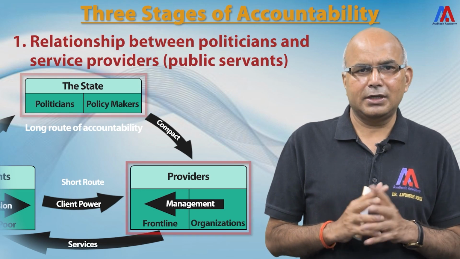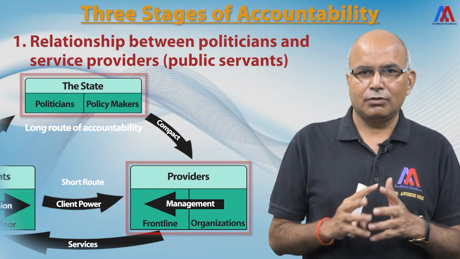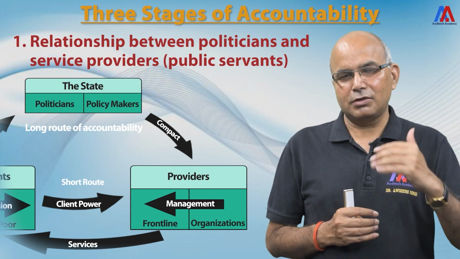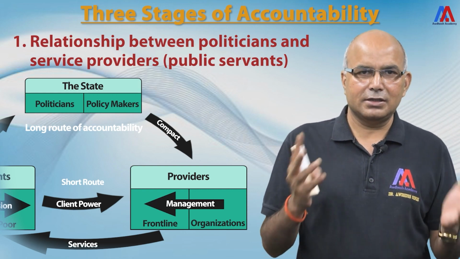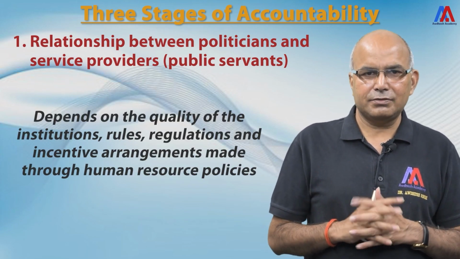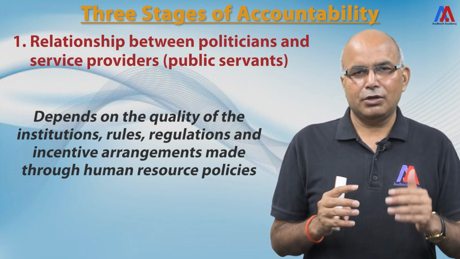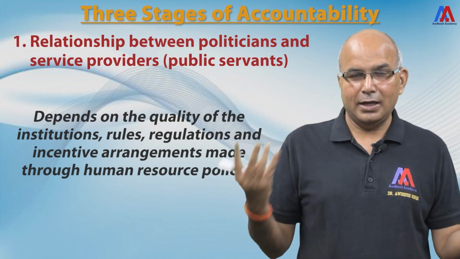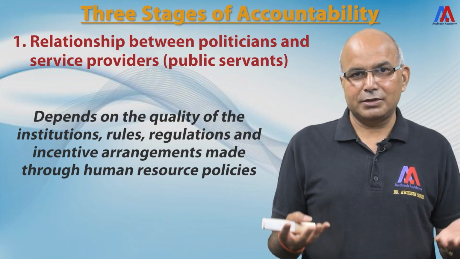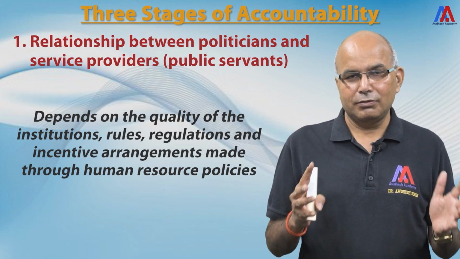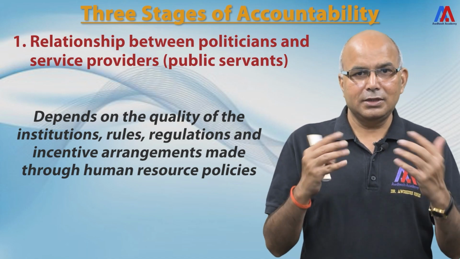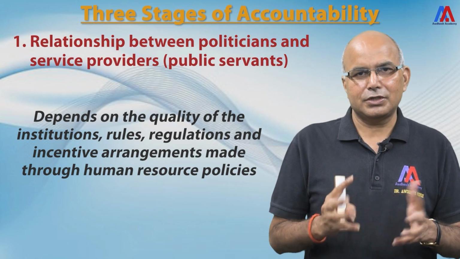In the first stage of accountability, there is a relationship between the politicians and the service provider, who can be said as public servants or the civil servants. Now, this relationship, that is the relationship between the politicians who are elected by the people and the service provider, that is the civil servants, depends on the quality of the institution, rules, regulations, and incentive arrangements which are made through human resource policies. Because the civil servants are appointed by the act of the law under the constitution, their jobs are protected. Now, the politicians can't appoint the civil servants directly, nor can they remove. There are already rules which are made for this. So that means that the politicians have a limited control over the civil servants, and these are governed by the rules, institutions which are created for this purpose.